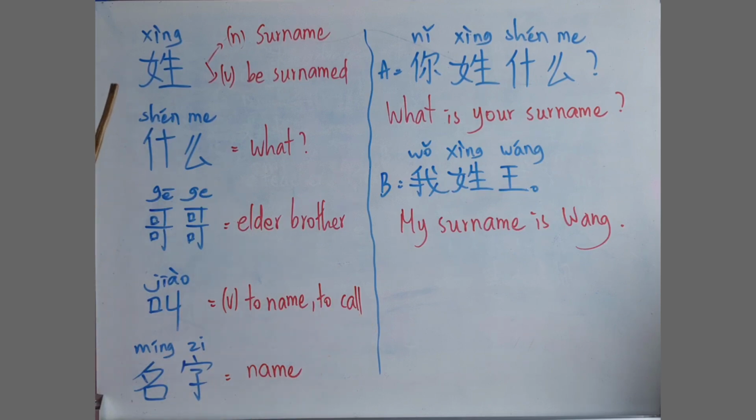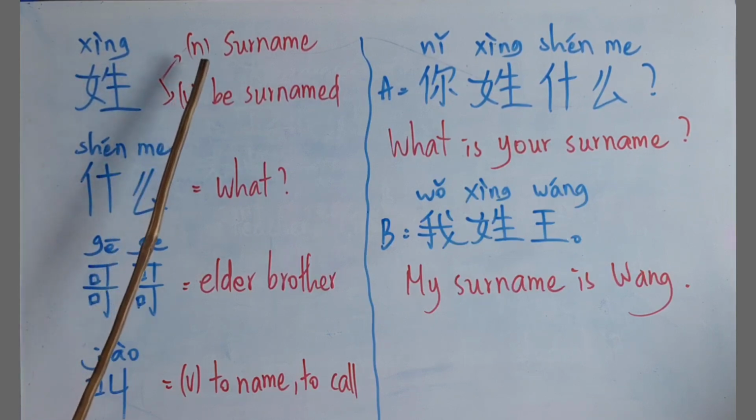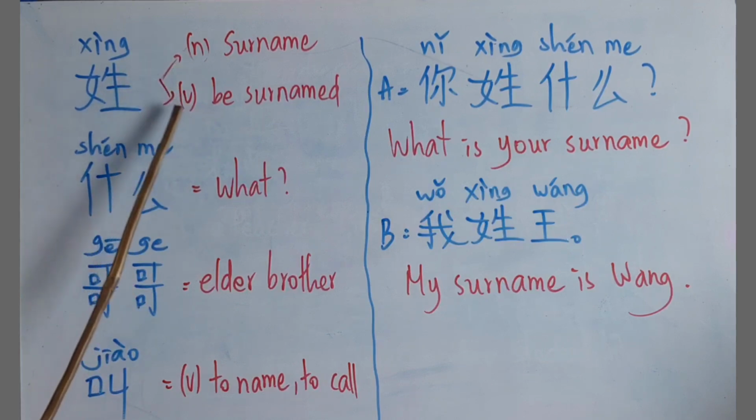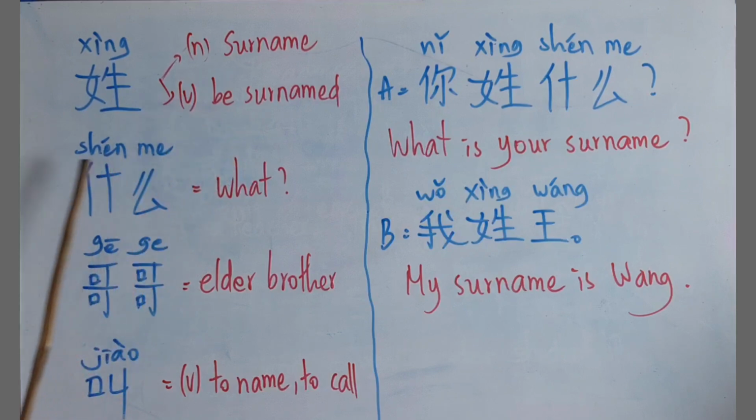Before we learn how to ask and answer the question, we have to learn some vocabulary first, so that it will be easy for you to remember to speak those sentences. Let's start together. The word xìng means surname or to be surnamed. If it is a noun, it means surname. If it is a verb, it means to be surnamed.